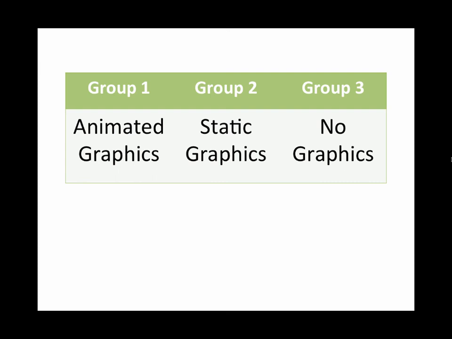Group 1 gets the tutorial with animated graphics. Group 2 gets the tutorial with static graphics, and Group 3 gets the tutorial, but it has no graphics. We might say it's only text. The null hypothesis in this example is that the three means are all coming from the same population. So we're using mu, the population mean, to represent this, meaning that there really is no difference between all of the individuals going through this tutorial.